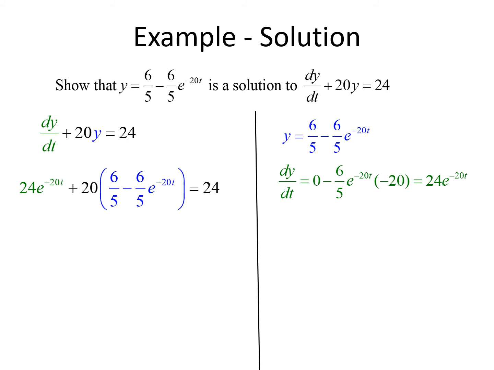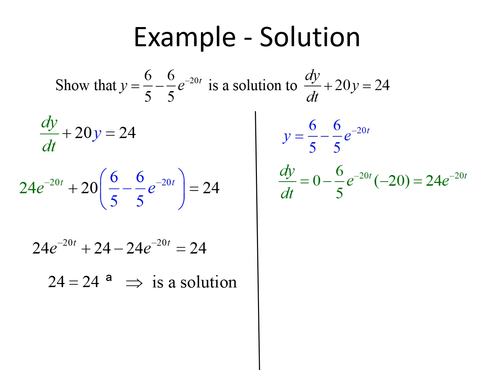We'll distribute throughout the parentheses. So this will become 24 e to the negative 20t plus 24 minus 24 e to the negative 20t equals 24. On the left-hand side, you can see that the 24 e to the negative 20t and the minus 24 e to the negative 20t will cancel each other out, so we'll get 24 equals 24. So that is a true statement, which means that this would be a solution.